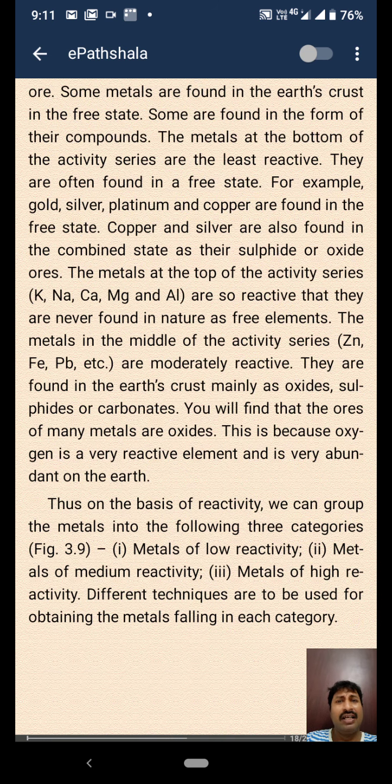Occurrence of metals. Gold and silver are available in a free state, and other metals are available along with their ore. What is meant by ore? The impurity that is present along with the metal, we call it ore. Some of the ores: when oxygen is combined with the metal, we call it an oxide ore. Sulfur gives a sulfide ore, and there are carbonate ores. Okay, so the removal or purification procedure of metal, we call it metallurgy.